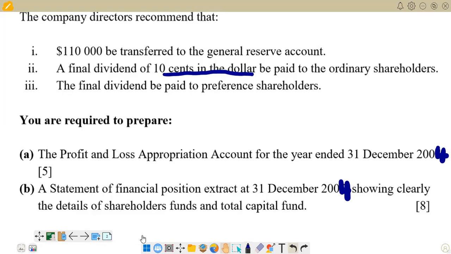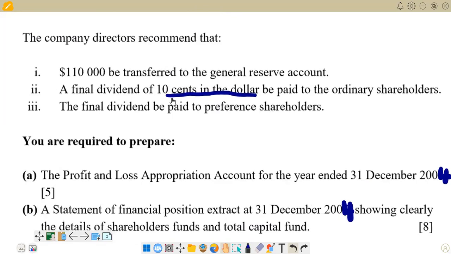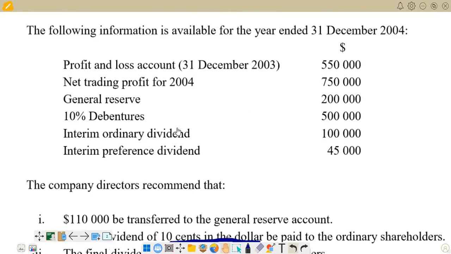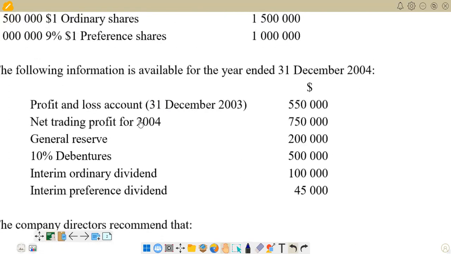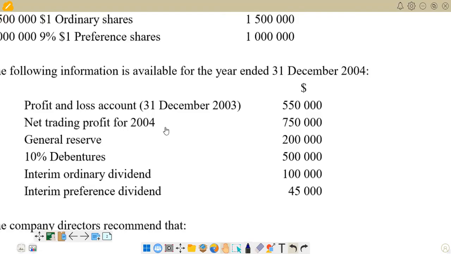Then we can move on to our question now. Remember, our first part is the profit and loss appropriation account, and we know that in the appropriation account, the figure that we start with is the net profit before interest. If you come here, you see that the figures for net profit are given. The profit and loss account is the retained income balance coming from the previous period, of 550,000, that we are going to add at the end of the appropriation account. So the figure that we are going to start with is this net trading profit for 2004, the net profit before interest, which is 750,000.